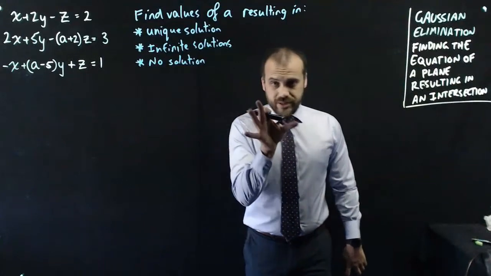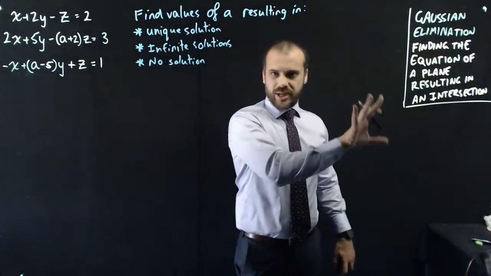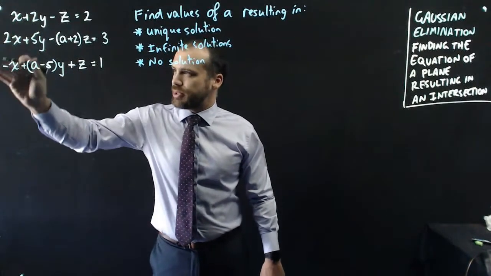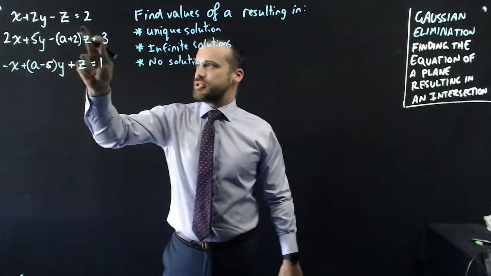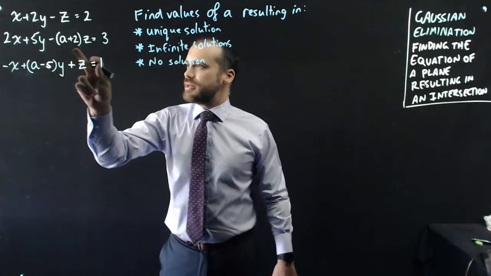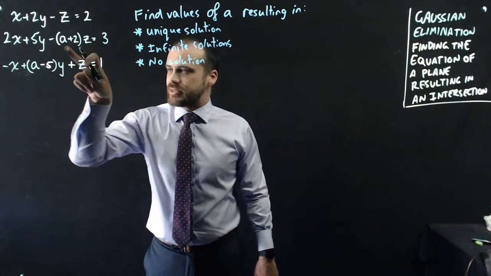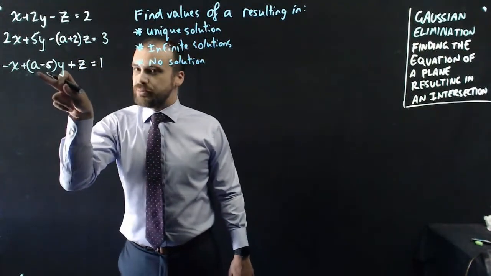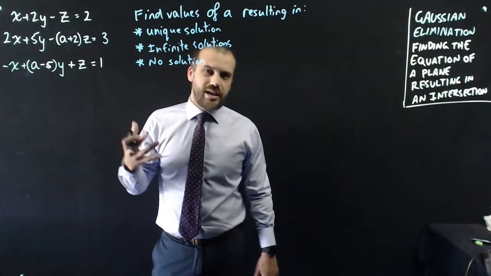So we're still rocking Gaussian elimination. Now, don't worry about the title, it's a bit hard to understand. Here's the problem. We have three planes here. Now, this plane is straightforward, x plus 2y minus z equals 2. But this plane here has an a value in it, some number. And this plane here also has some number in it, some unknown a value.